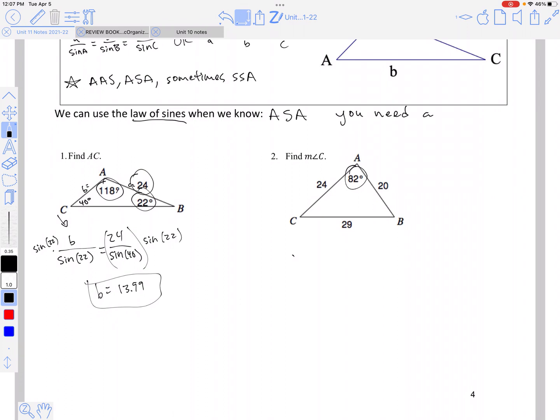So you need at least one angle. And then we have to be careful, if you only have one angle, about what pieces you're given. But with side, angle, side, right? So side, angle, side, we're pretty good to go.